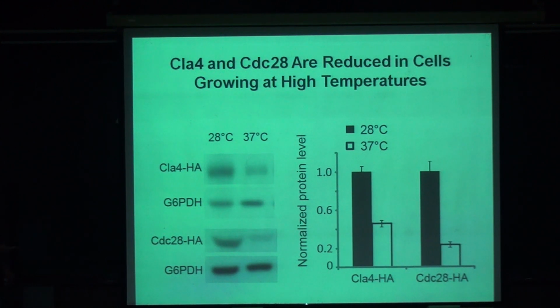So basically, we look at the high temperature cell. Indeed, the Clay4 and the CD28 protein amount is reduced compared with the cell growing at normal temperature, and this is just quantified data. So this supports our idea first that what exactly happens is those key regulators are down.